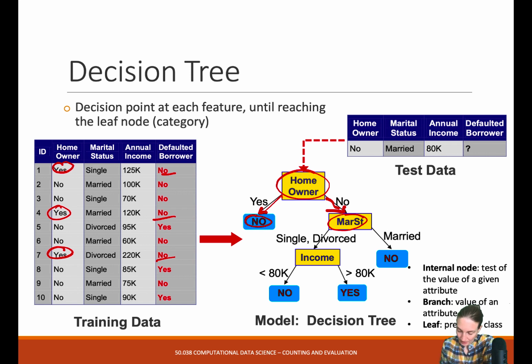Then, when they are not a homeowner, we check marital status. If they're married, then they also will not be a defaulted borrower, indeed. Married, okay. Married, no. Married, no, indeed. Identified another rule. So you can see how this works.